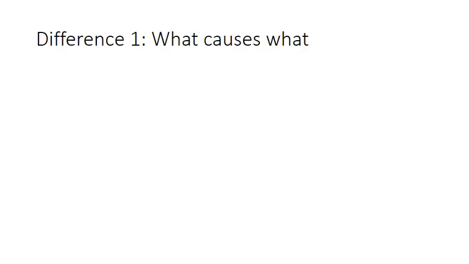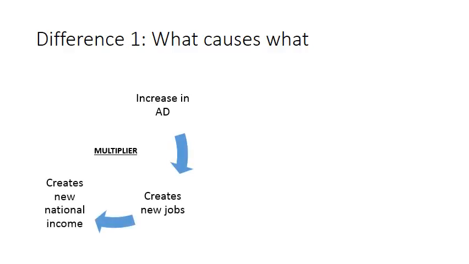So the real key difference for the first aspect is what causes what. And what I mean by this is, with our multiplier, we start at the increase in aggregate demand, and through the creation of new jobs and the creation of new national income, we then get extra spending that causes further increases in aggregate demand. But fundamentally, the cycle starts at the increase in aggregate demand.